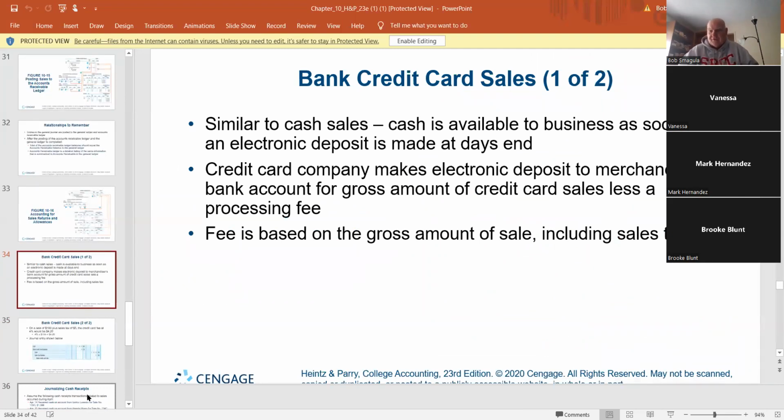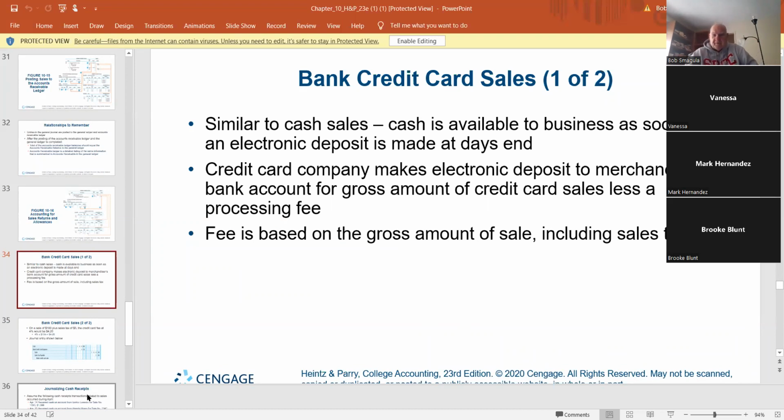Credit card sales are cash. Credit card sales are cash as far as I'm concerned. Similar to cash sales, cash is available as soon as that deposit is made, certainly by the end of the day. Some books say you set up an account called credit card sales receivable for those few hours where you don't have access to the money, but I think that's nuts. Credit card sales are cash. Cash is available to the business as soon as that deposit is made.